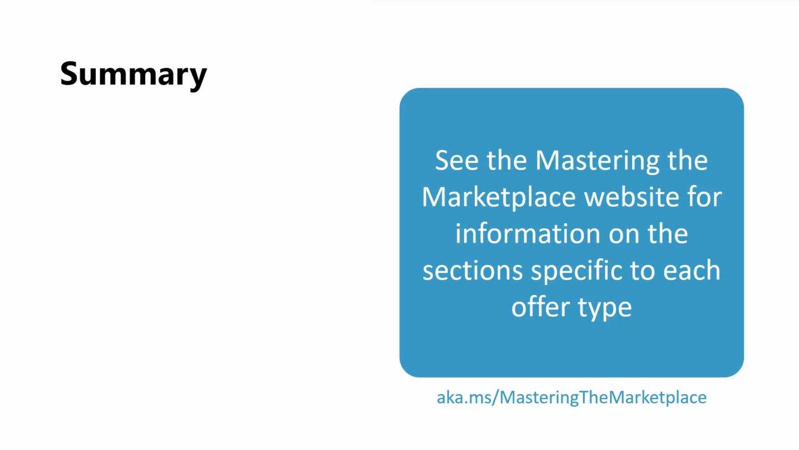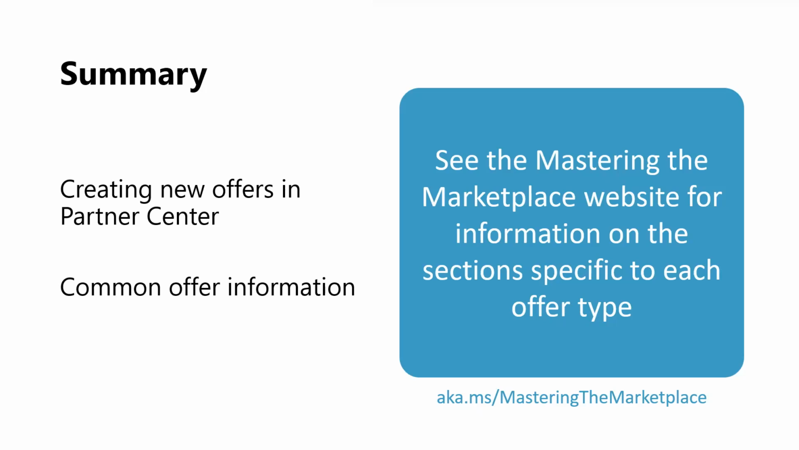Well, great. Here we are at the end. And as I've mentioned once already, find out more information that is specific to offer type at the URL on your screen, aka.ms/mastering the marketplace. Now, we saw what it looks like to create a new offer type in Partner Center. That experience is common to all Azure Marketplace offer types. Then we learned which sections of an offer are common to all offers. And finally, you saw a demo of filling out each section, including offer overview, offer listing, Cosell with Microsoft, and resell through Microsoft.